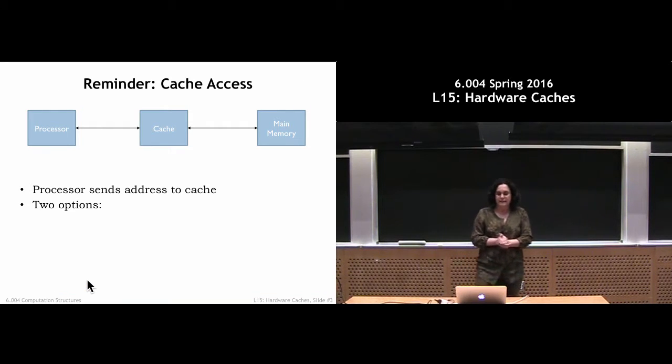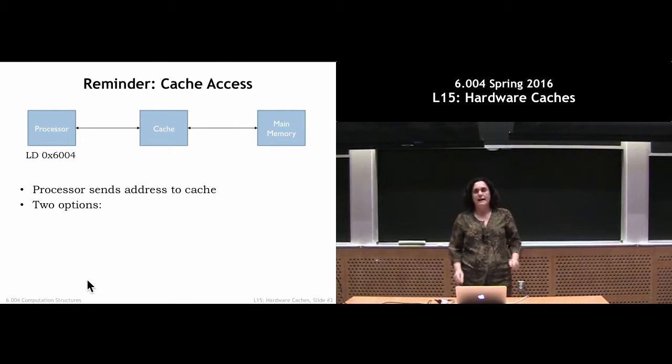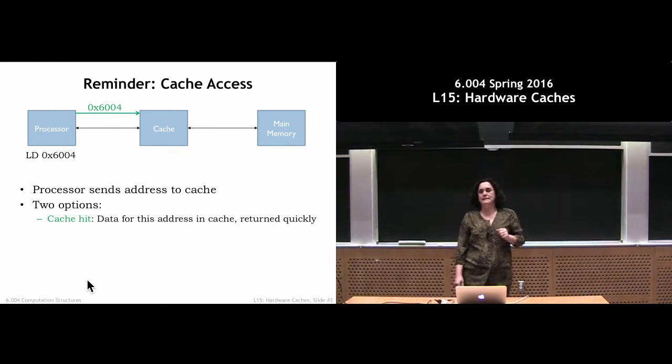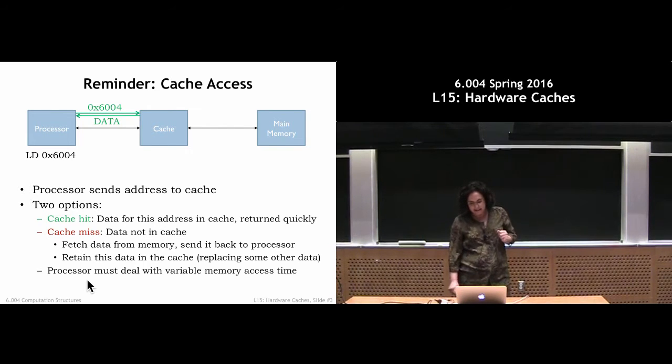Quickly, to recap from last time, suppose that my processor wants to get the address 0x6004. There are two possible outcomes: either it's in the cache or it's not. If it's in the cache, then I get a cache hit. This means I'm going to be able to get the data I'm looking for very quickly, and the cache will send that data right back to the processor, and so I can make use of it. The second alternative is when I look for something that's not in the cache.